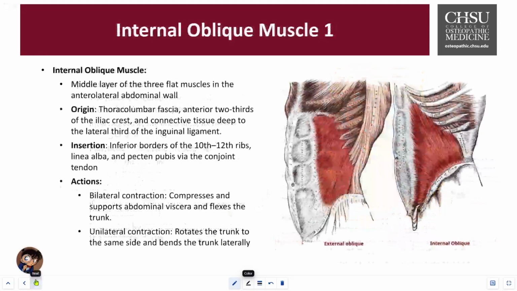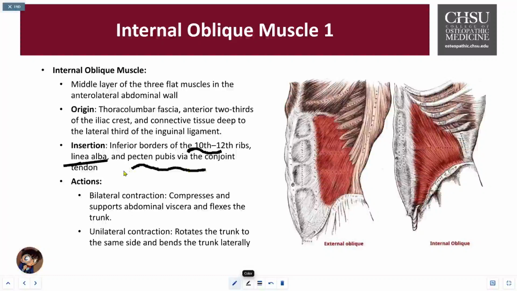Now let's take a look at the internal oblique muscle. This is the middle layer of the three flat muscles in the anterolateral abdominal wall. It originates from the thoracolumbar fascia, the anterior two-thirds of the iliac crest, and the connective tissue deep to the lateral third of the inguinal ligament. It inserts onto the inferior regions of the 10th to 12th ribs. It also touches the linea alba. It also attaches to the pecten pubis via the conjoint tendon.